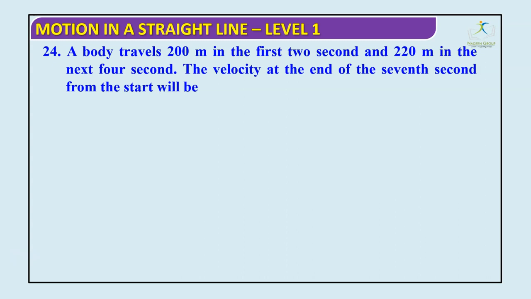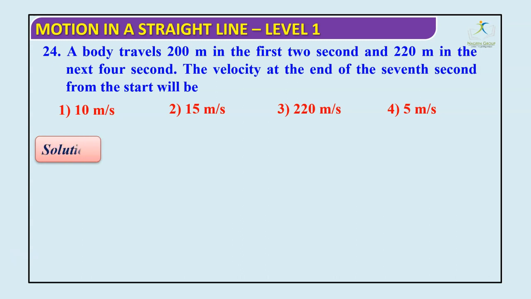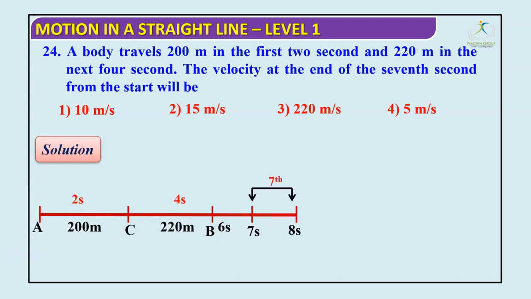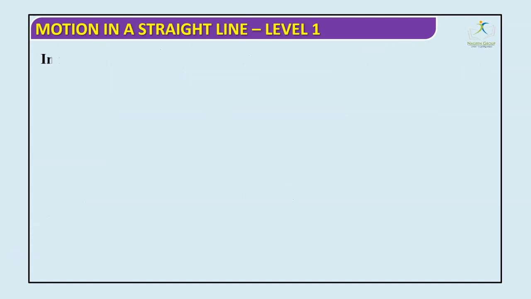The velocity at the end of the 7th second from the start will be 10 meter per second, 15 meter per second, 20 meter per second, or 5 meter per second. So the solution of this question is, this is the diagram. U is the initial velocity of the body.